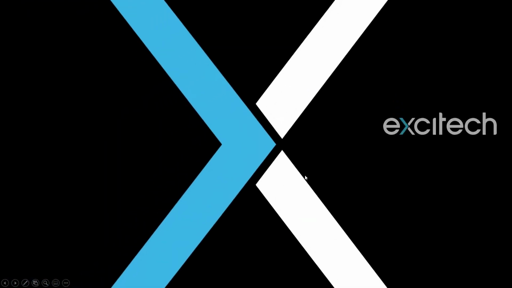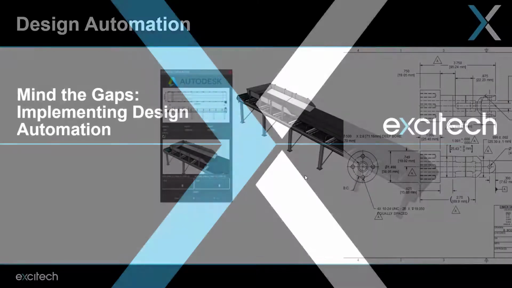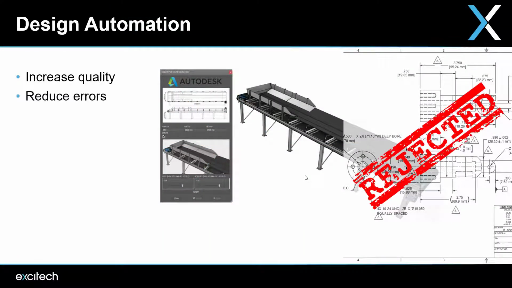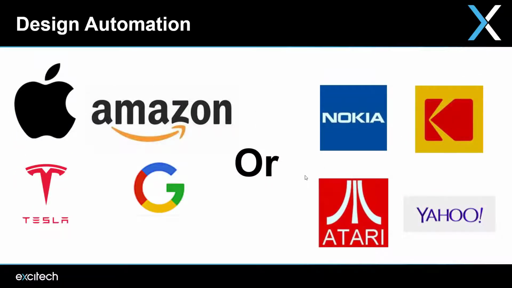In this final video in our design automation series, we want to explore how we might identify and implement design automation to increase quality, productivity, profitability, and enabling space for innovation, crucial to maintaining future viability. After all, we want to be Apple, not Nokia.